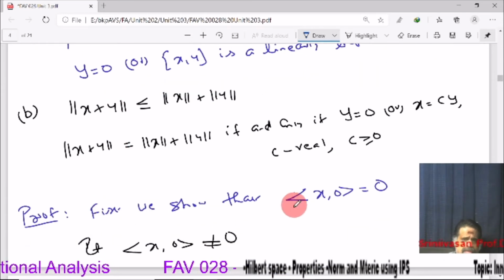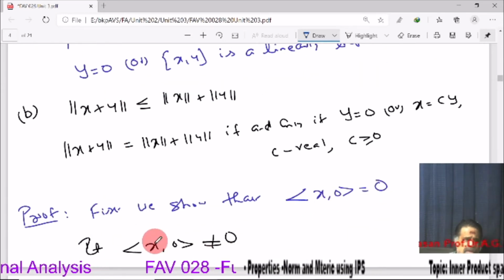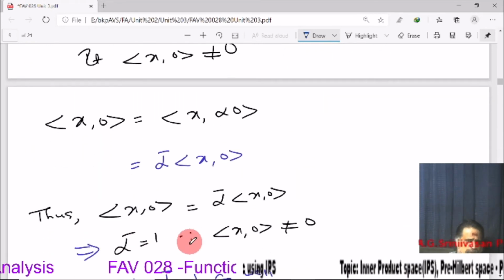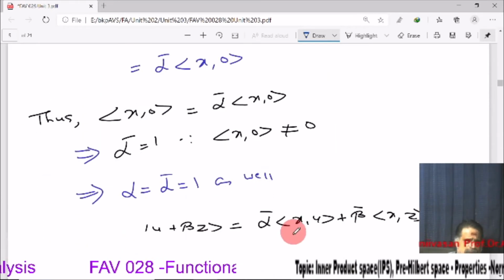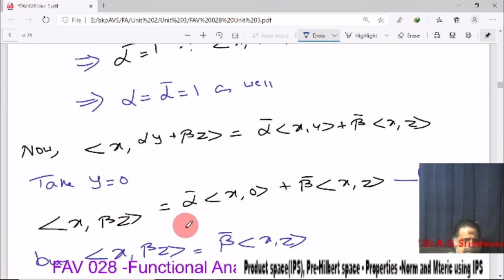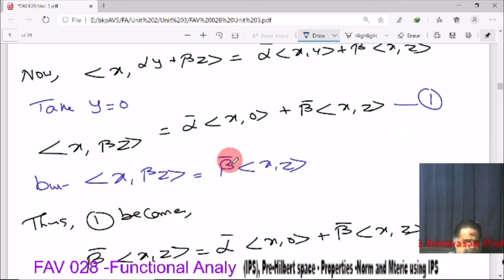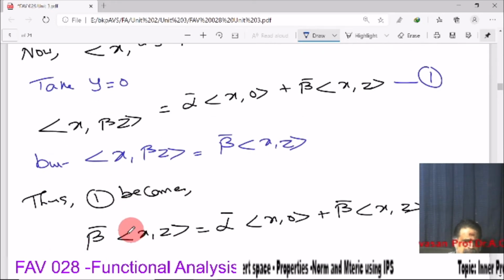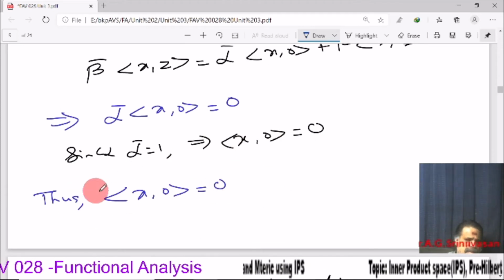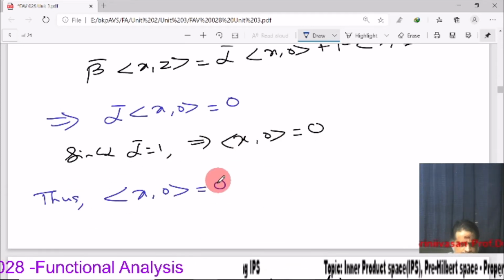So first we show that inner product of x is equal to 0, and if x0 is not equal to 0, then we have constructed alpha bar equal to 1, all that, then alpha equal to 1, etc. The next term alpha plus beta is taken. All these things I explained to you a few minutes back. You can use that property x beta is beta by x z, all that. So you get back this, again this is 0. So thus inner product 0 is equal to 0.